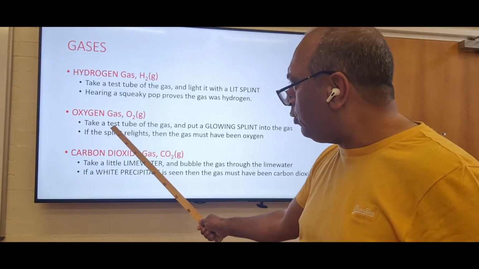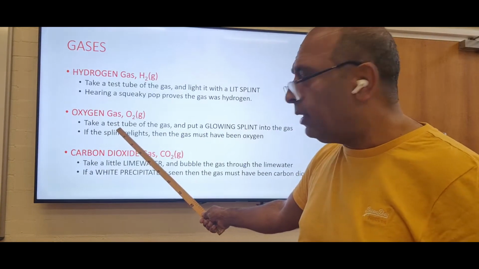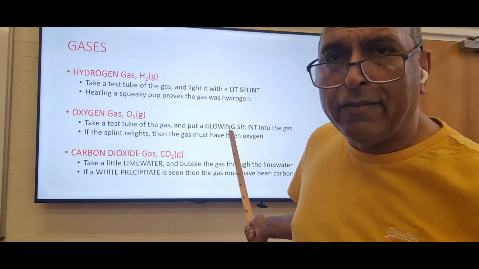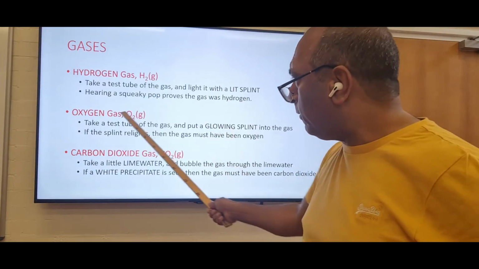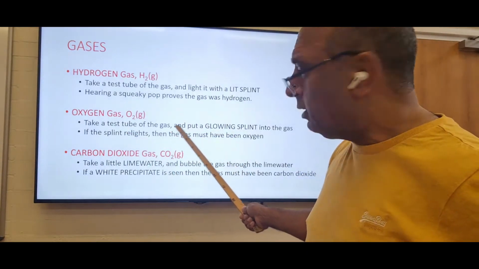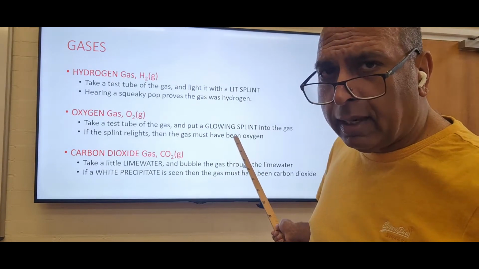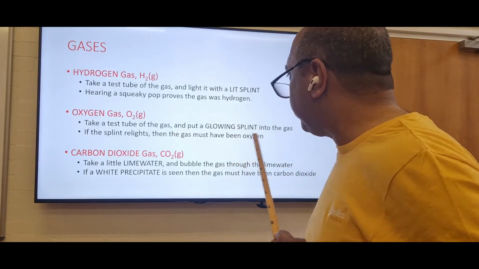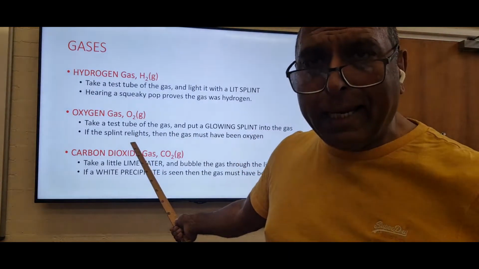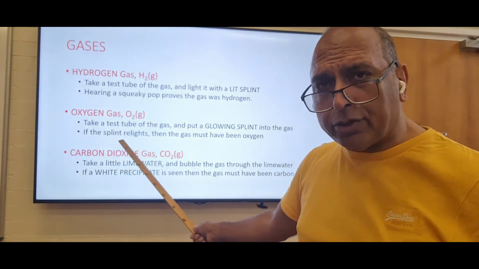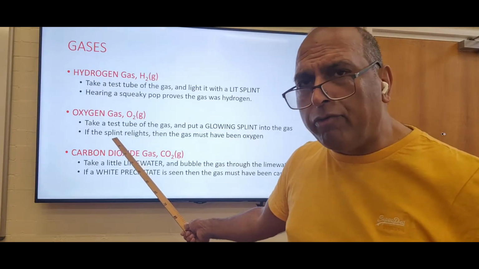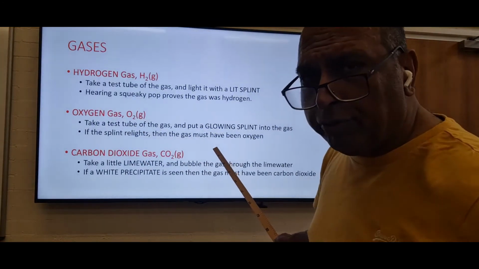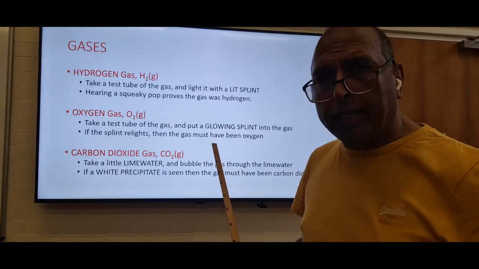In the same way, what's the test for oxygen? Well, here you don't take a lighted splint. You blow out your lighted splint and then it's a glowing splint. That's the thing to focus on. We've got a test tube of the gas, get a glowing splint, and you must write the word glowing into this test. When you put the glowing splint into the test tube of oxygen gas, it will relight. And if the splint relights, then that's proof that the gas must be oxygen gas.